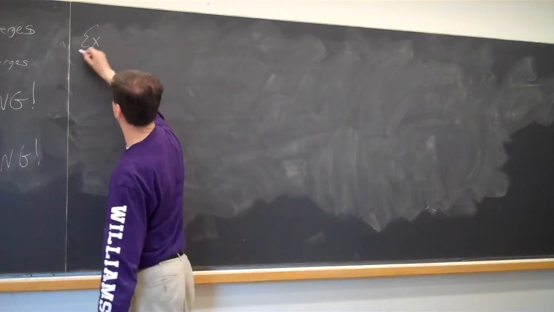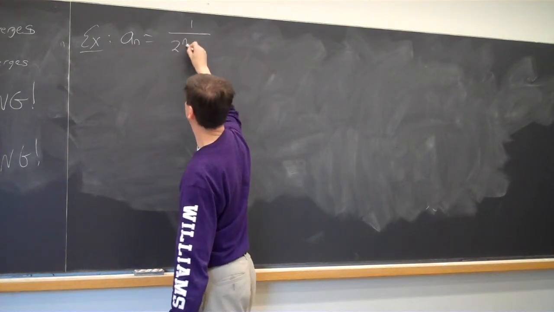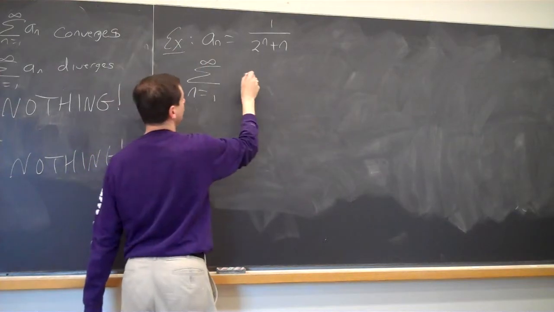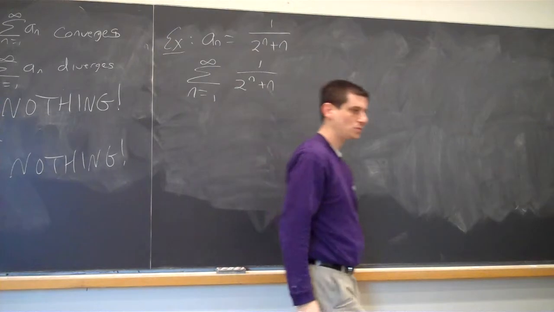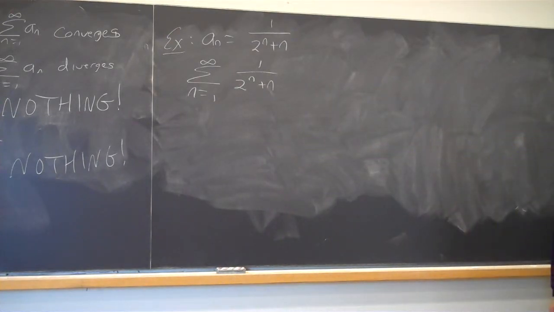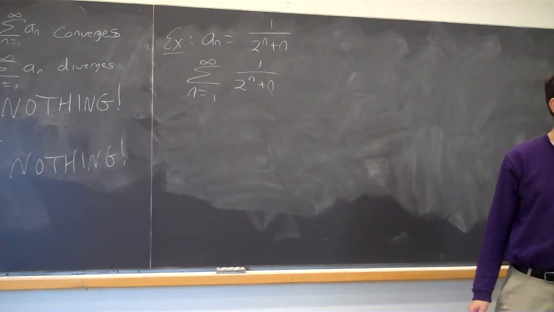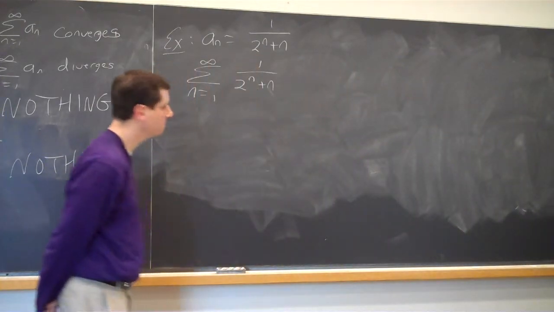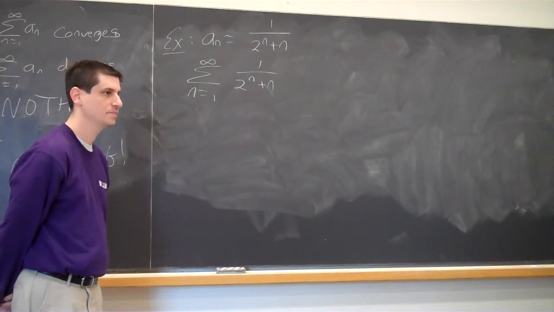So let's do the following example. Let a_n be 1 over 2 to the n plus n. And let's look at the sum, n goes from 1 to infinity, of 1 over 2 to the n plus n. What do you think? Converges or diverges? Converges. Why converges? Because the denominator will be growing way faster than that of 1 over n. But it's just a guess.